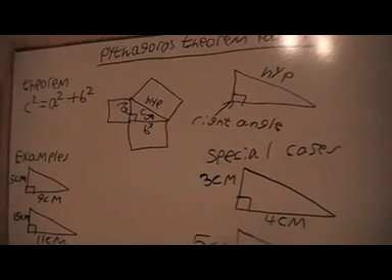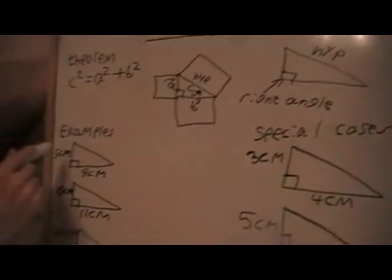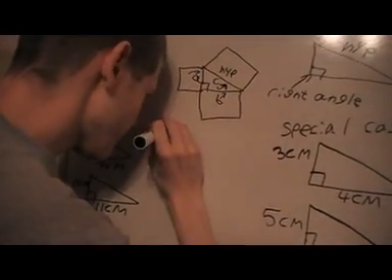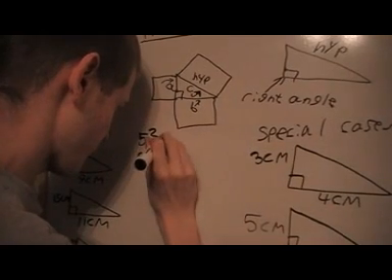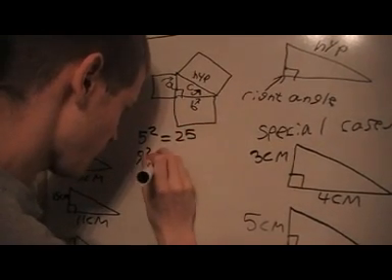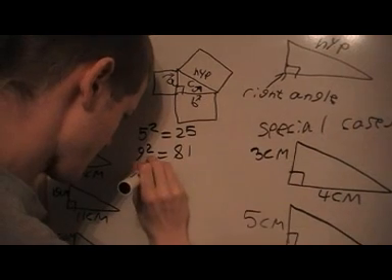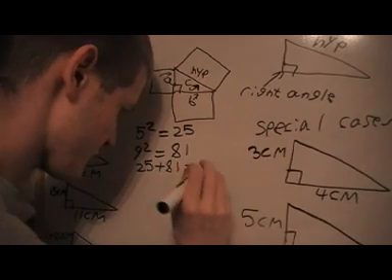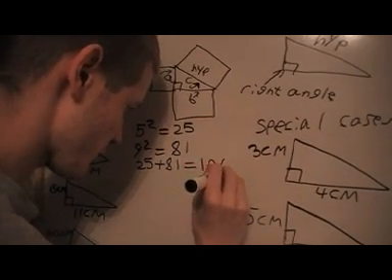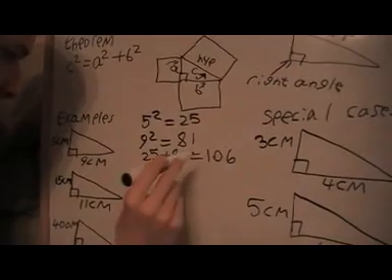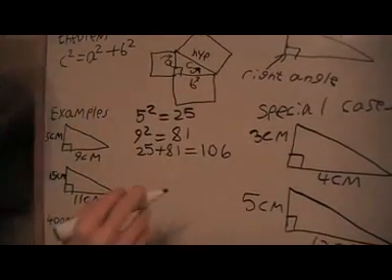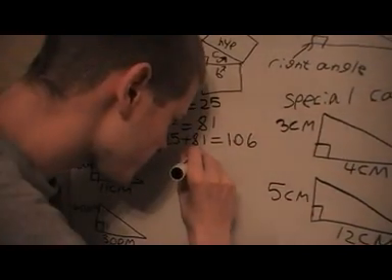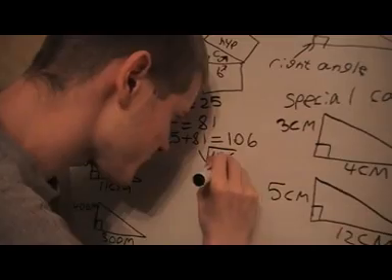So let's do a few examples on that. Here's my first example here. So I'm going to square them. 25 and 81. And then I basically just add these up, and I get 106 as my length. But we want a square root of that, so it's going to be the square root of 106.